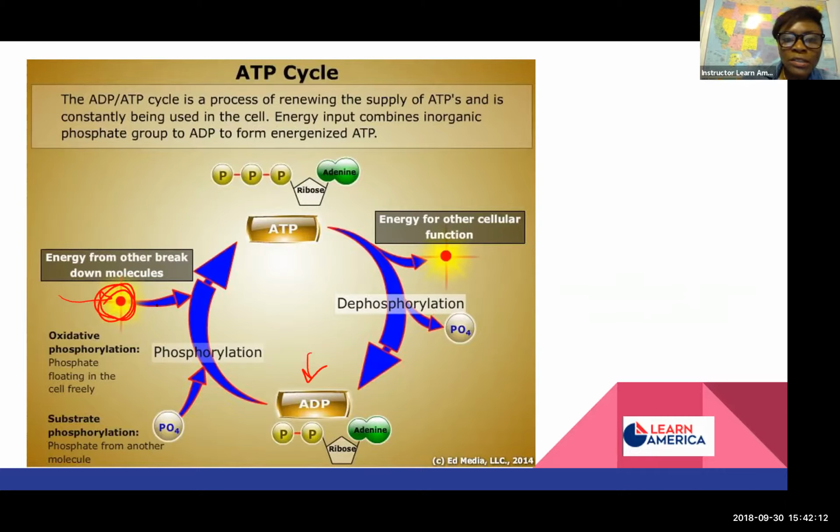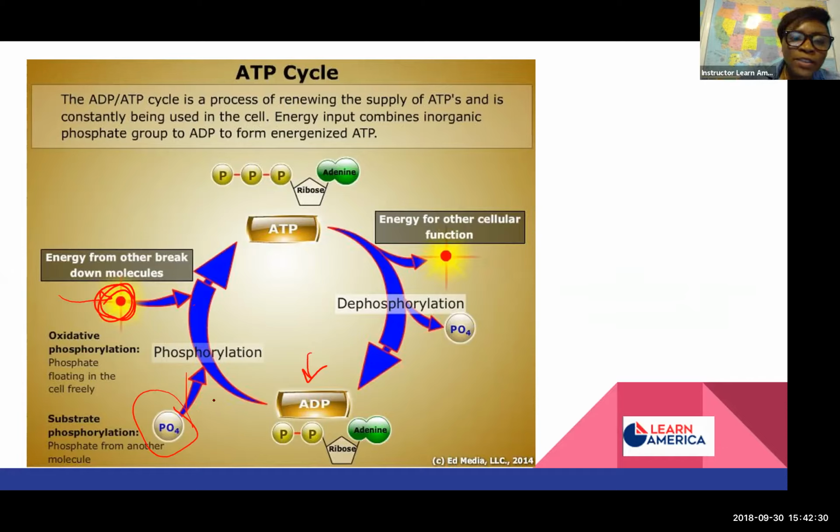So what that energy does, it comes into the cycle and it adds a phosphate group. Here's that phosphate group added to the cycle. This is called substrate phosphorylation. And so the adding of the oxygen is referred to as oxidative phosphorylation.